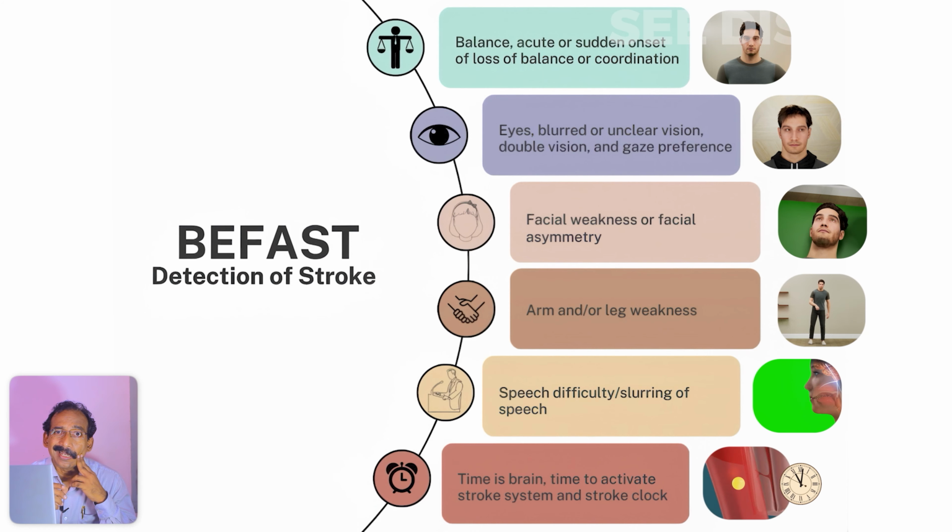F is facial sagging, facial weakness on one side, or facial asymmetry. A is arm or leg weakness on one side, and S is speech difficulty or slurring of speech. So this forms the BE FAST. And if the patient is able to see one of these symptoms of balance, eye, facial weakness, arm weakness, they should alert the physician. That's it. So you must make the public aware of all these things.